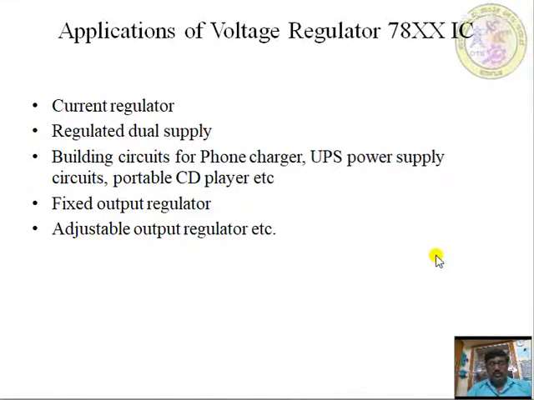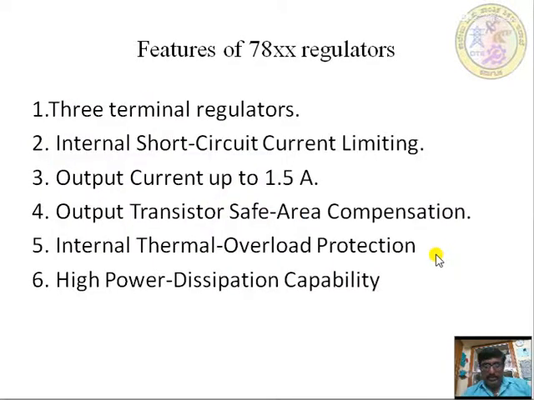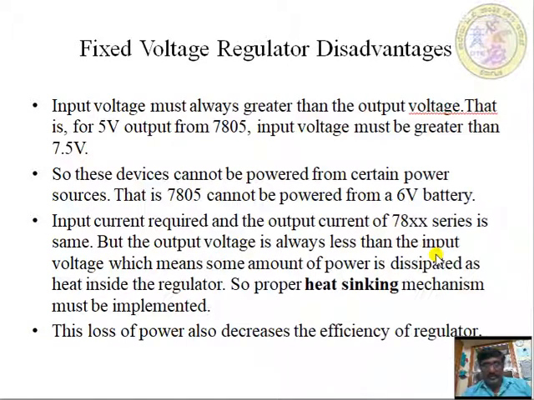It has three terminals, and the output voltage is always less than the input voltage. The main thing is that a heat sinking mechanism must be implemented. So this completes session 7, that is applications of the diode, photodiode, LED, optocouplers, as well as the fixed regulator, the 78XX regulator.